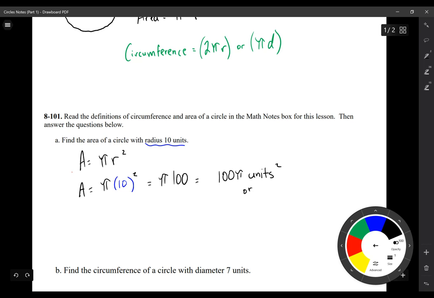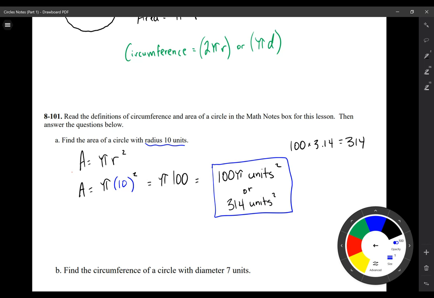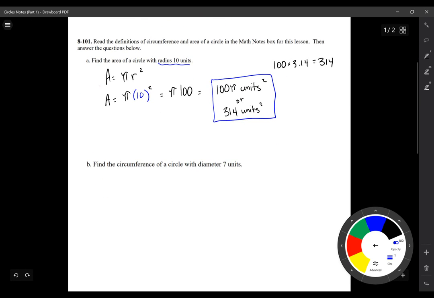And if we were to write this in just decimal form, 100 times that 3.14 is going to be equal to 314. So we could also write 314 units squared. Either of those answers will be acceptable, but technically the 100 pi units squared is more precise or accurate.